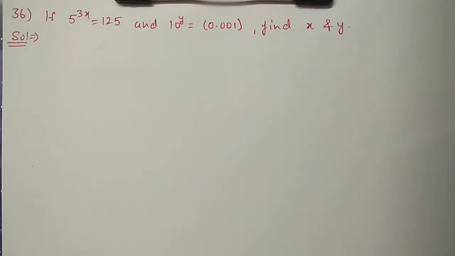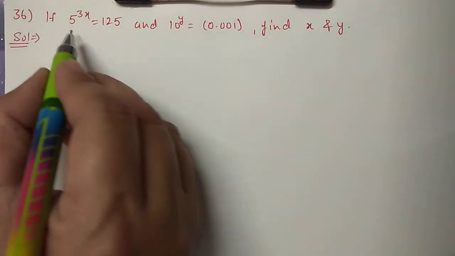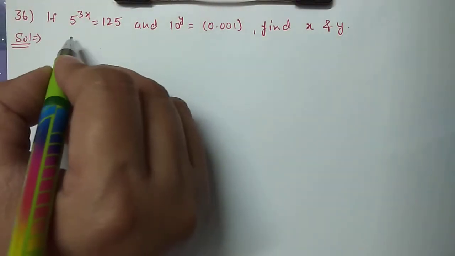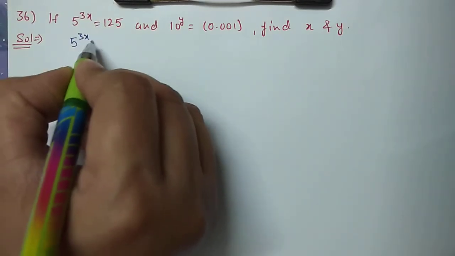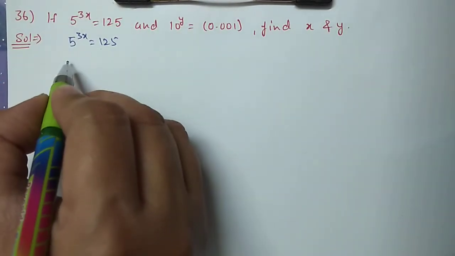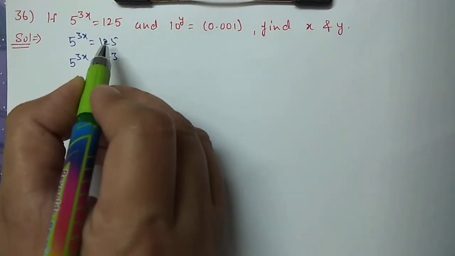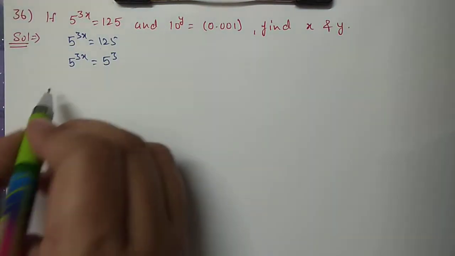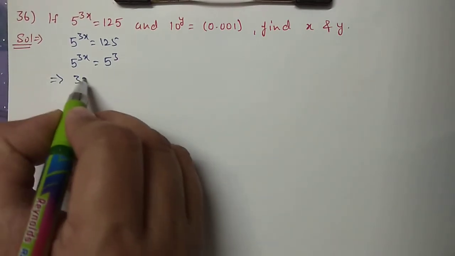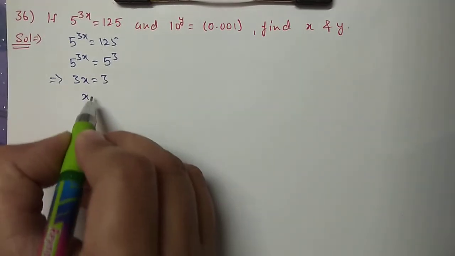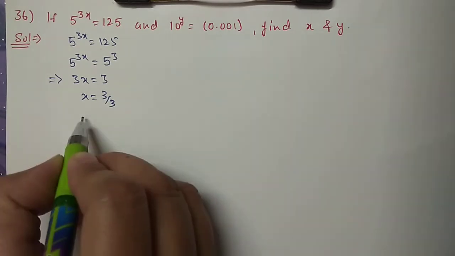Question number 36. If 5 to the power 3x is equal to 125 and 10 to the power y is equal to 0.001, find the value of x and y. So first we will take 5 to the power 3x equal to 125. It means 5 to the power 3x is equal to 5 to the power 3, as 125 we can write as 5 to the power 3. So from here we are getting 3x equal to 3. x equal to 3 by 3, means 1.